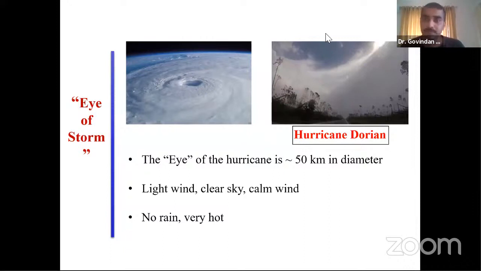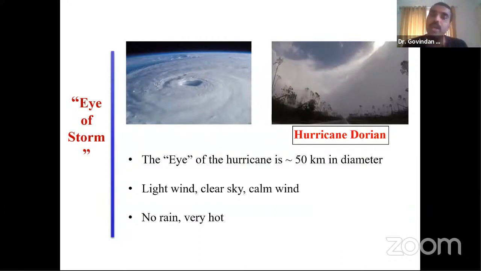What you see here is that within the eye of a cyclone, there are no strong winds. You can see all the trees are upright, not even swaying in either direction. You can see the clear sky above, and even the sun in one corner. So there is no wind at all. Unlike what we imagine, that the eye of a storm is where you have the strongest wind, that is not the case. You see very calm, light wind, clear skies, and no rain inside the eye of a storm. It is very calm inside, and it is very hot also.